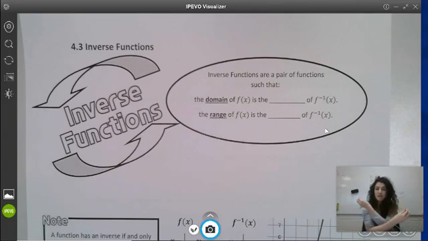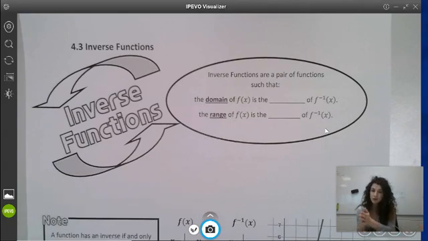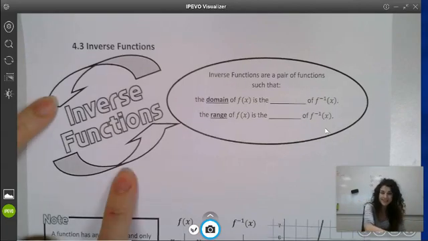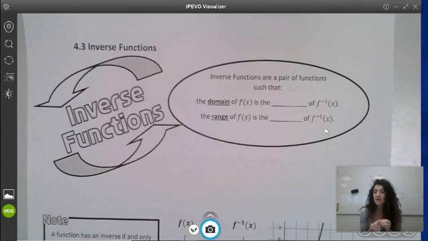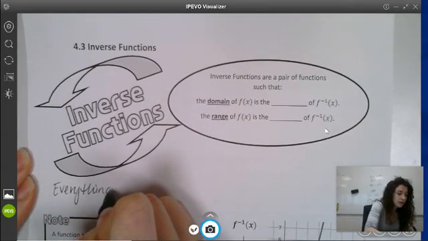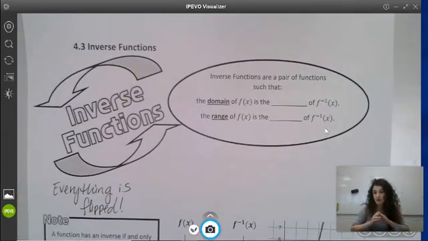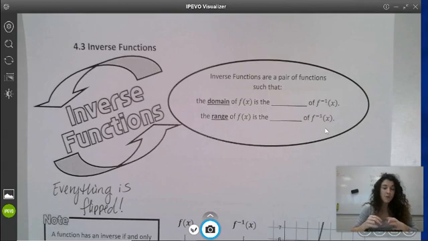And the main idea with that is that everything flips around, everything switches in order for it to undo it. What I mean is that all of your inputs become outputs, and all of your outputs become inputs. All of your x values now become y values, and all of your y values now become x values. And that's the main idea that I want you to remember, hence the image, with your inverse functions: it's just everything flipped or everything switched between two functions.